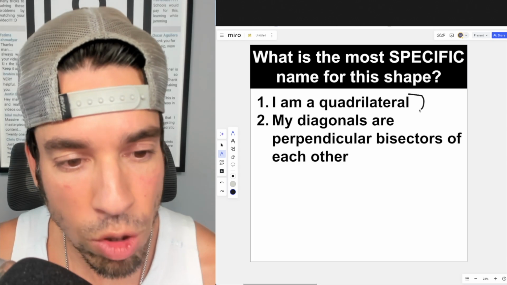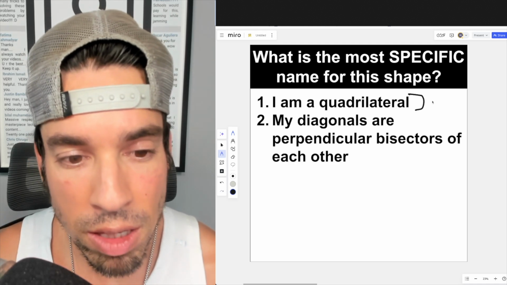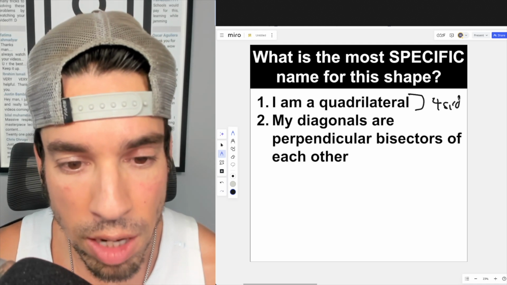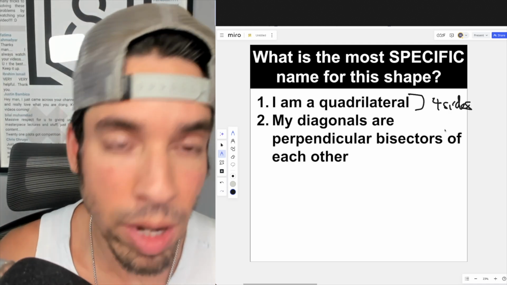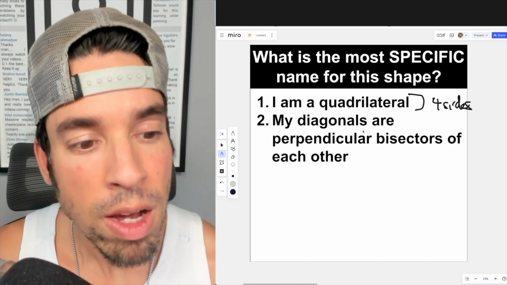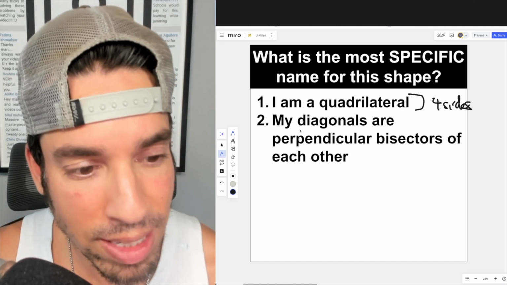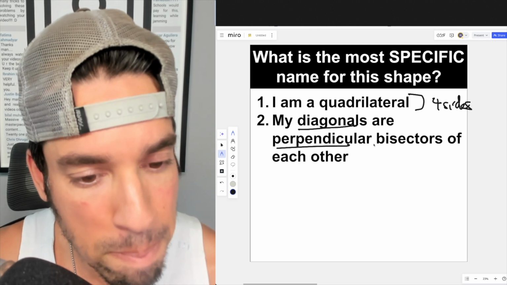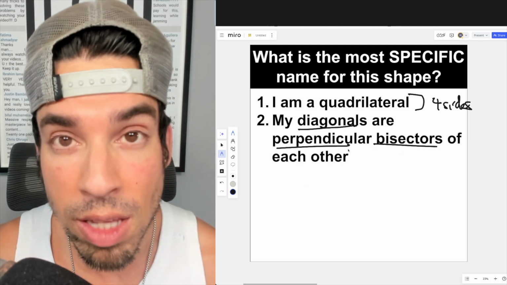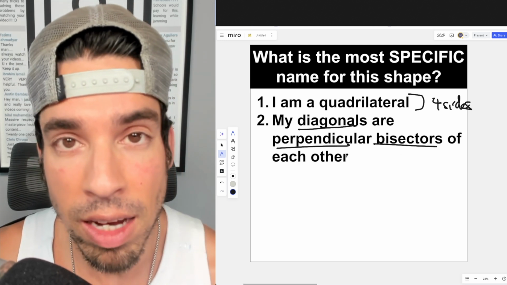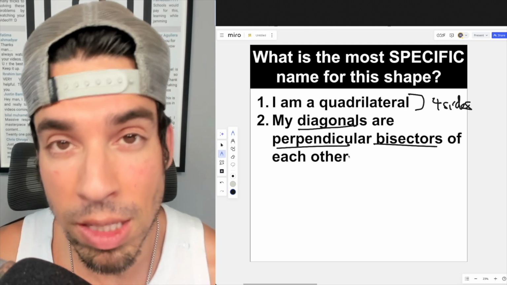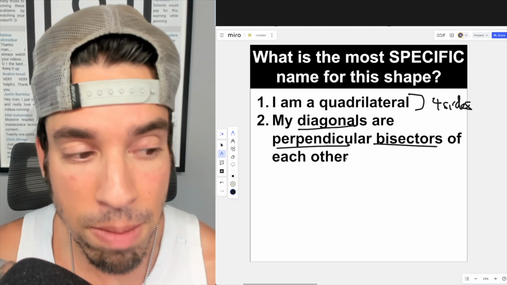So first of all, what is a quadrilateral? That is a polygon with 4 sides. So something like maybe a square or a rectangle or a parallelogram. Okay. Now this next clue you may not know unless you're currently in geometry class, but it says my diagonals are perpendicular bisectors of each other. So what does that mean? It means that the diagonals are perpendicular to each other, meaning they form 90-degree angles, and they bisect each other.